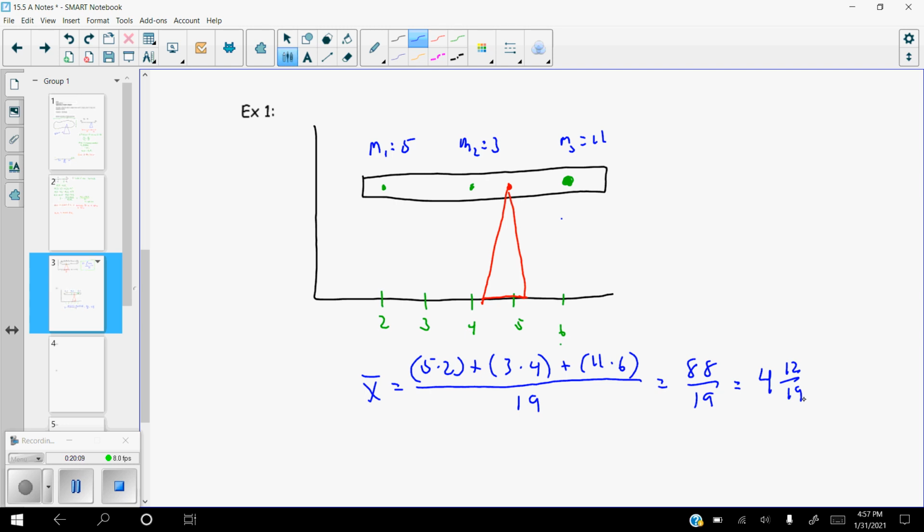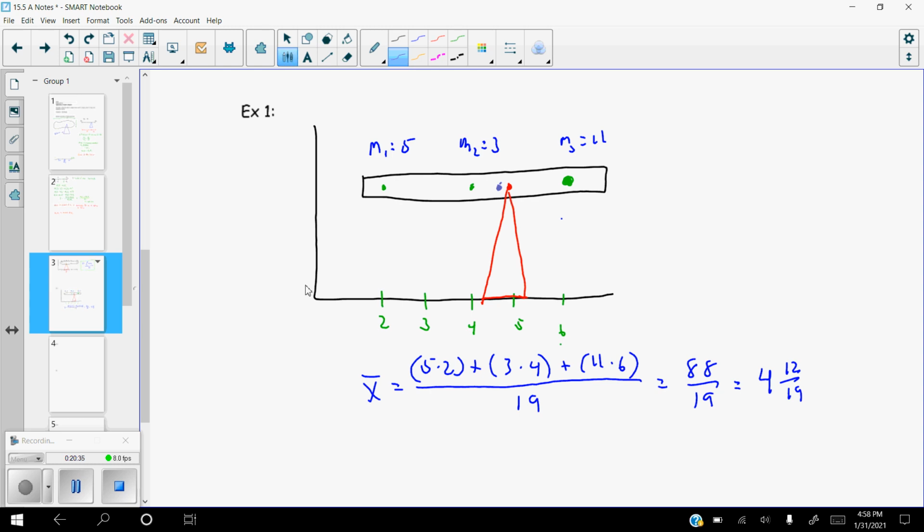It's a little bigger than 4.5. I was close. I think I was a little too far to the right. I'm almost at 5 with my guess, but it looks like the actual fulcrum would be closer to about here. So my guess wasn't that bad. Anyway, so there's the general idea. All right, so let's move on.